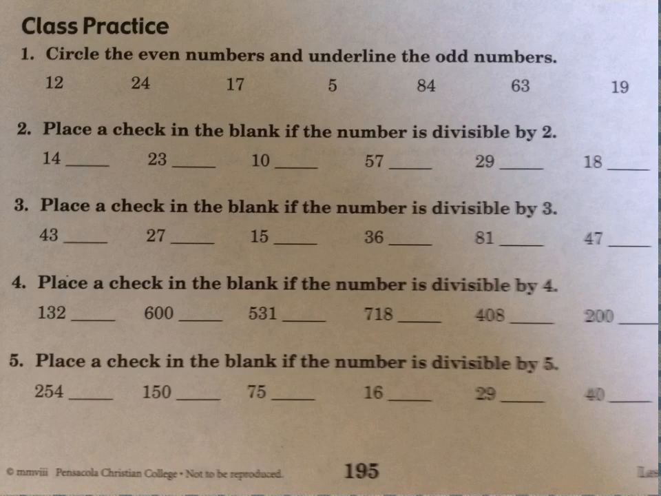The next one, 23, ends in a 3, but that's not one of our numbers here, so we're not going to put a check there. The third one is 10, that ends in a 0, so yes, it's divisible by 2. The next one, 57, ends in a 7, so that's not divisible by 2. We won't put a check there. The next one, 29, ends in a 9, and so it's not divisible by 2. We won't put a check there. And the last one, 18, ends in an 8, and that's one of our numbers, so we will put a check there.